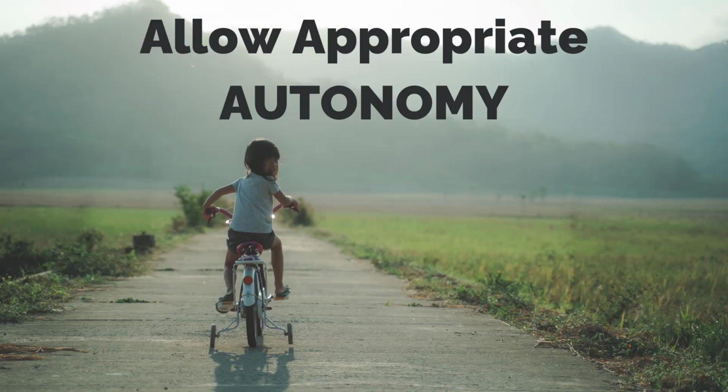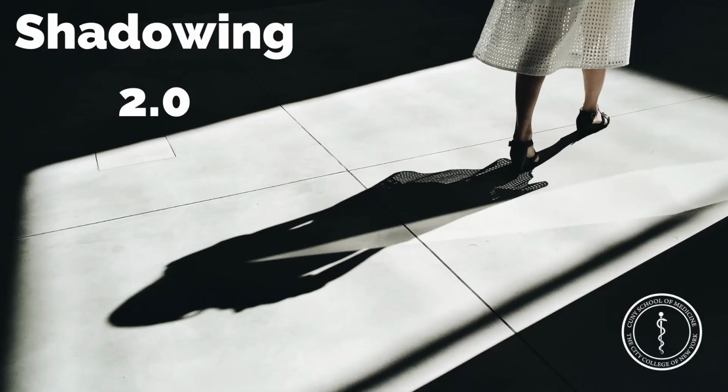Tip 7 is to allow appropriate autonomy for your student. It can be quite demoralizing to have worked really hard on developing new clinical skills and then basically be told to stand in the corner and observe all day long. And I'll add a plug here for our separate Shadowing 2.0 video that reviews some strategies for giving your student a more active learning experience, even when you're dealing with time or space constraints.